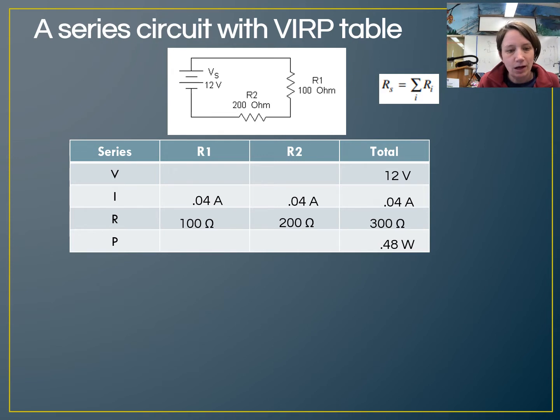And now I have two values in those two columns, and so I can use my two equations, Ohm's law and the power equation, to calculate the voltage values and the power values.